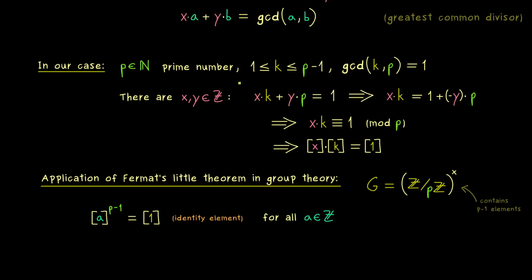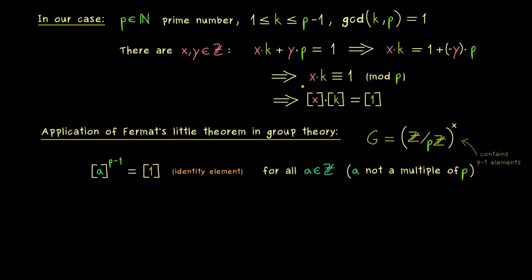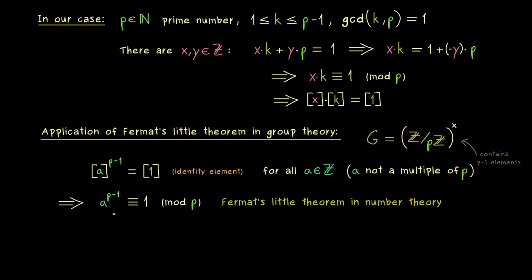However, by the reasoning from before, we cannot go to all integers because the greatest common divisor should be equal to 1. So it just means that a should not be a multiple of p, because otherwise this equivalence class would be the 0 equivalence class. So with this small restriction, we can translate our equivalence class back to the modulus operation. So it just means that we have a to the power p minus 1 is equal to 1 mod p. And this one is exactly what we call Fermat's little theorem in number theory.